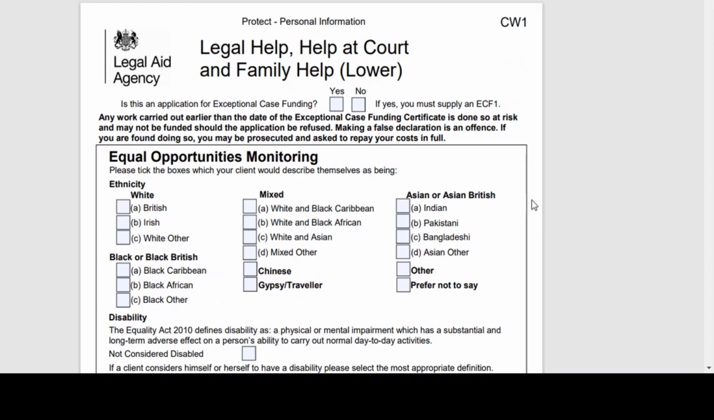So I'm just going to talk you through completion of the Controlled Work 1 form. So this is the application form for legal help, help at court and family help lower. It's also the application form for exceptional case funding. So you can see from the details at the top here that you're asked to confirm whether or not this is an application for exceptional case funding. So this covers an application for representation where matters aren't in scope for legal aid funding, but you're allowed to make that application, or the client is allowed to make that application direct to us.